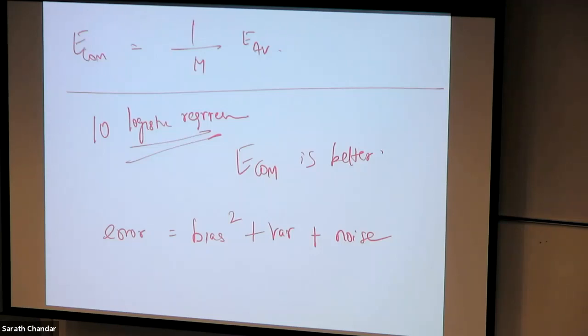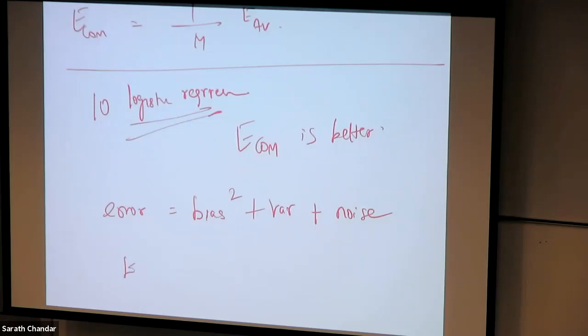So what is interesting about bagging is that bagging can help you reduce the variance. Is that clear? So the error reduction mainly happens because of the variance. And you can also prove that E_com is always less than or equal to E_average. Okay, is that clear?